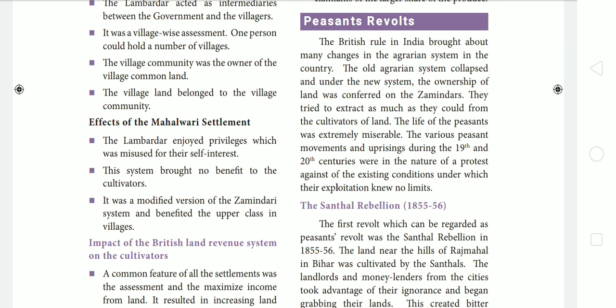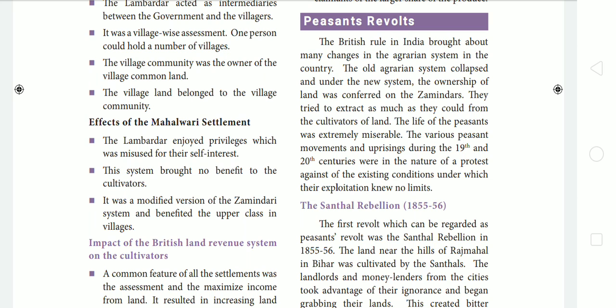So what is meant by revolts? In our last class I told you what is meant by revolts. Revolts means a violent action against the government. Peasants means farmers. During the British rule, the peasants revolted against their government. There are many peasant revolts, and we are going to see about them in detail.